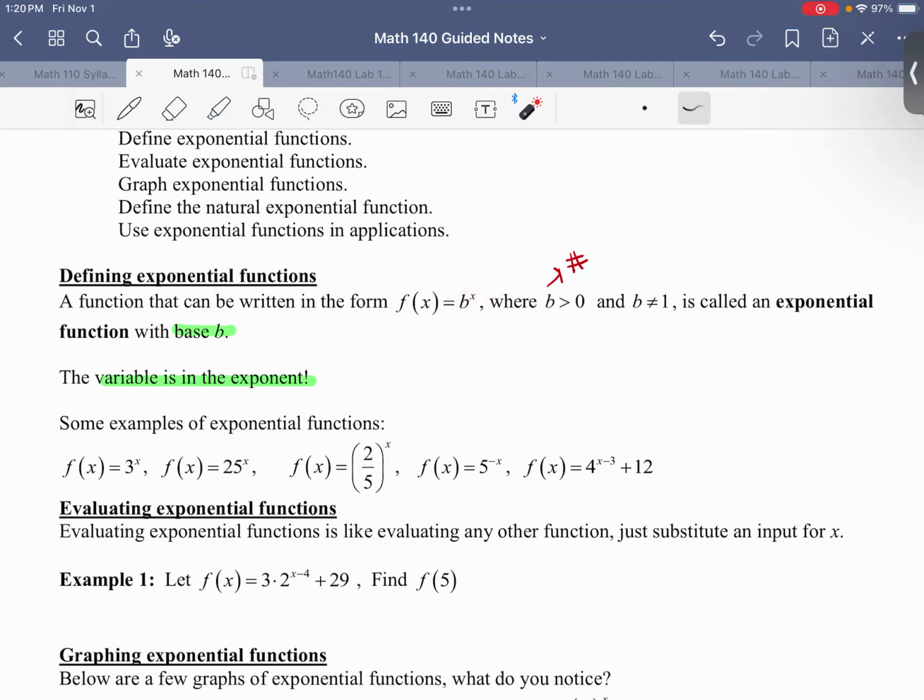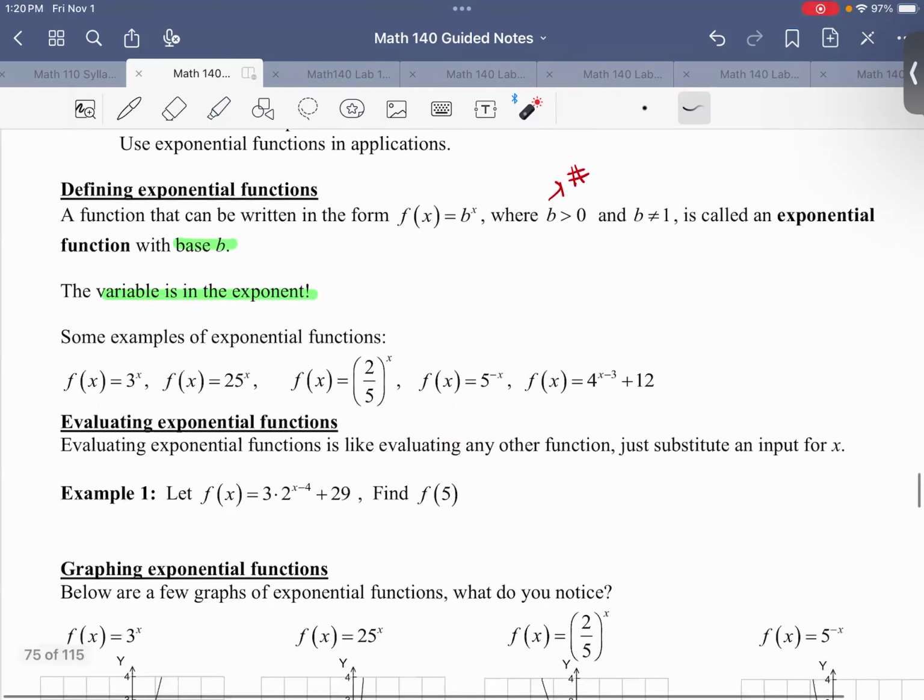So some examples of exponential functions are the following. F of x equals 3 to the x. 3 is your base. F of x equals 25 to the x. 25 is your base. F of x equals 2/5 to the x, where 2 over 5 is your base. Notice that's a fraction. F of x equals 5 to the negative x. Notice the variable is negative. F of x equals 4 to the x minus 3 plus 12. Okay, so those are just some examples of exponential functions.